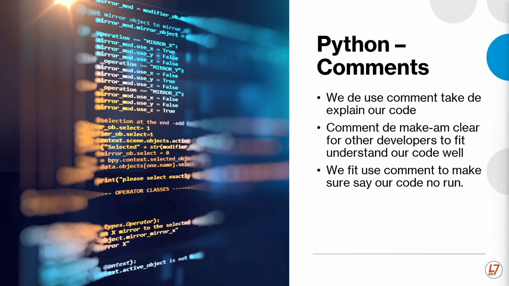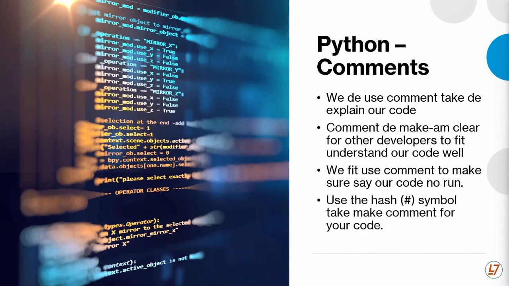But how you fit take create comments? One way you fit take create comment na when you use the hash symbol. So anytime you start your line of code and you start am with the hash, it mean say that line of code na comment. Make we see how we fit take write comment for code.